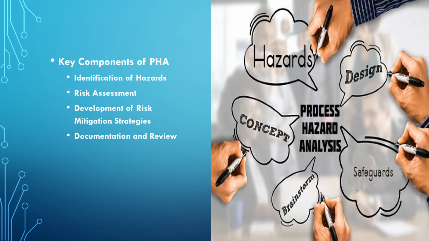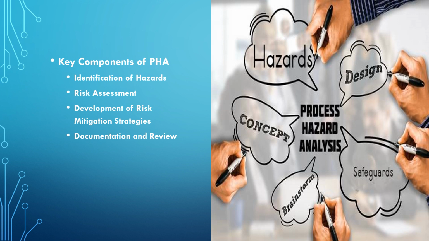Key components of process hazard analysis. The first of these components is identification of hazards. Second, risk assessment. Third, development of risk mitigation strategies. And then documentation and review.